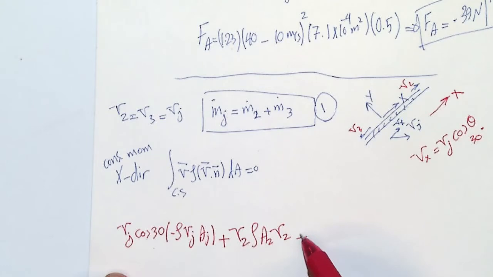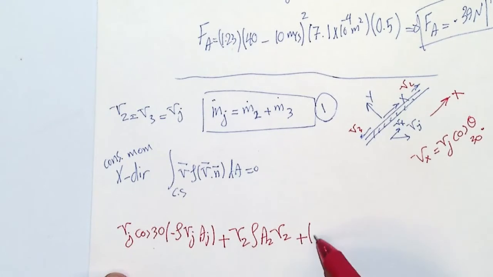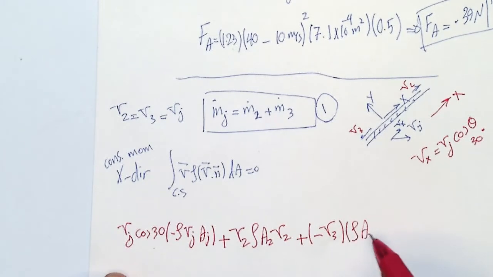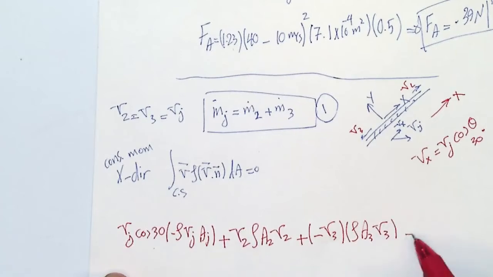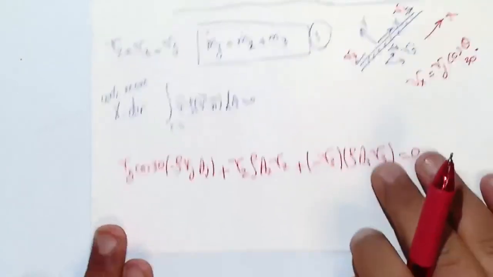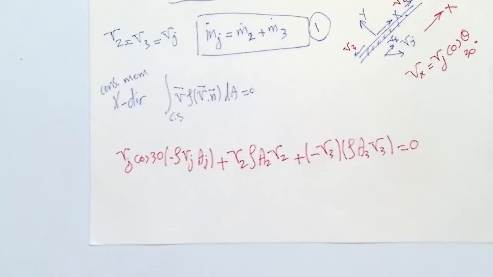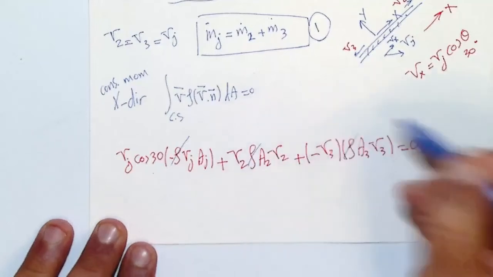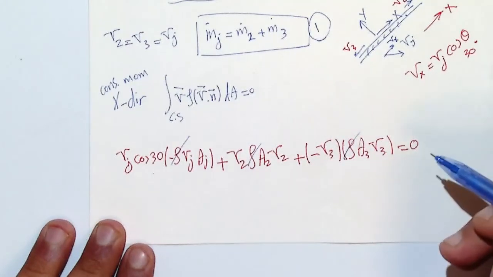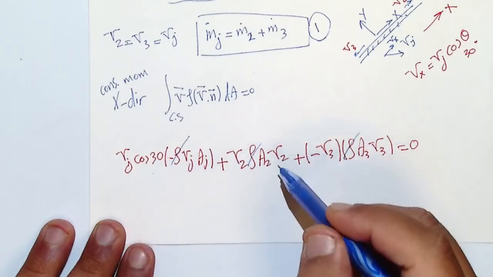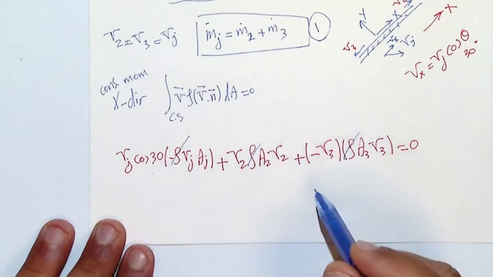Perfect. And what about part 3? Part 3, V3 has a negative sign, right? And also rho A3 V3 is the m dot. And the summation of all should be 0. What can we apply here? We can cancel out all the rhos because rho is a constant, and we find that V3, V2, and Vj are equal to V, right? They are equal to each other.